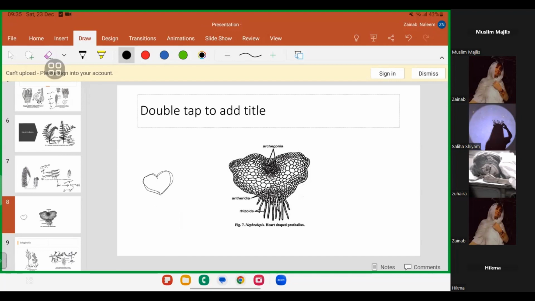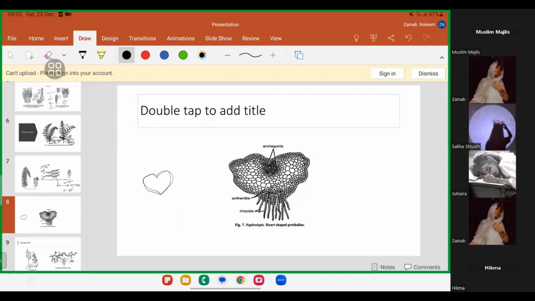So do you remember that I said the sporophyte and gametophyte of the Nephrolepis are photosynthetic and independent of each other? That means this guy is not dependent on the sporophyte. It is different. It is not attached to the sporophyte. So it's not absorbing any nutrients or anything from the sporophyte. So it is independent. It is able to produce its own food by photosynthesis.